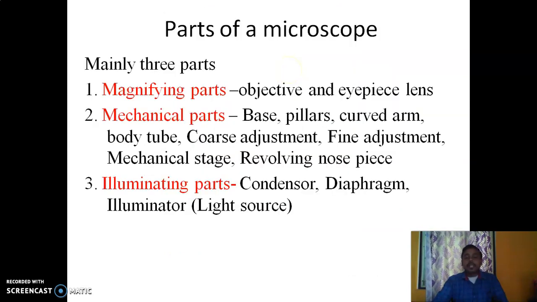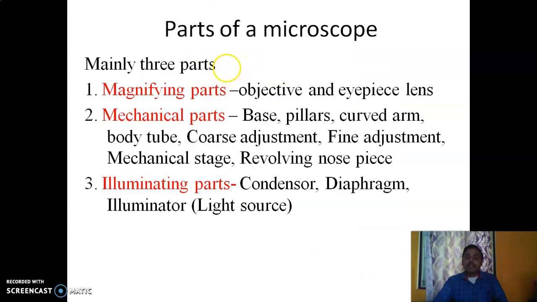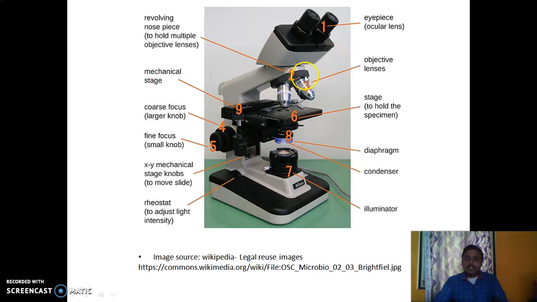The second one is mechanical parts. Mechanical parts do not create any magnification, nor do they provide any light source, but they form the basic structure of your microscope. For example, we have different mechanical parts like the base, the pillars, the curved arm of your microscope, then the body tube, the coarse adjustment, the fine adjustment, the mechanical stage, and the revolving nosepiece. You can see here, this is your revolving nosepiece. It helps you adjust the different objective lenses that you want to choose for your particular sample.